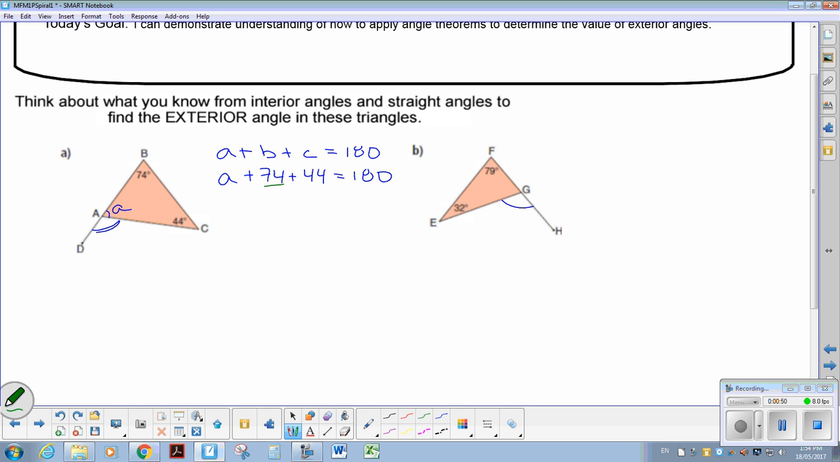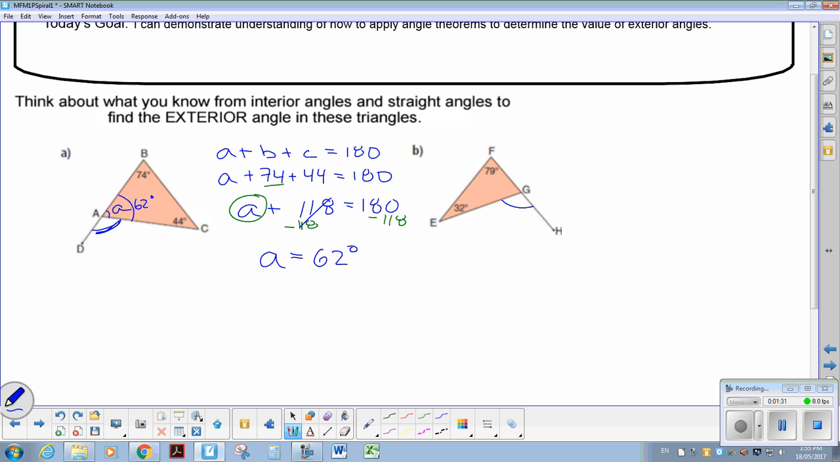Collecting up our like terms, we're adding our numbers together. We find that A plus 118 equals 180. Using algebra, we want to get that A by itself, so we're going to subtract the 118 from both sides. And we do that again, so 118 goes to 0, and we're left with A equals 180 minus 118, which is 62 degrees. So that angle right there is 62 degrees.